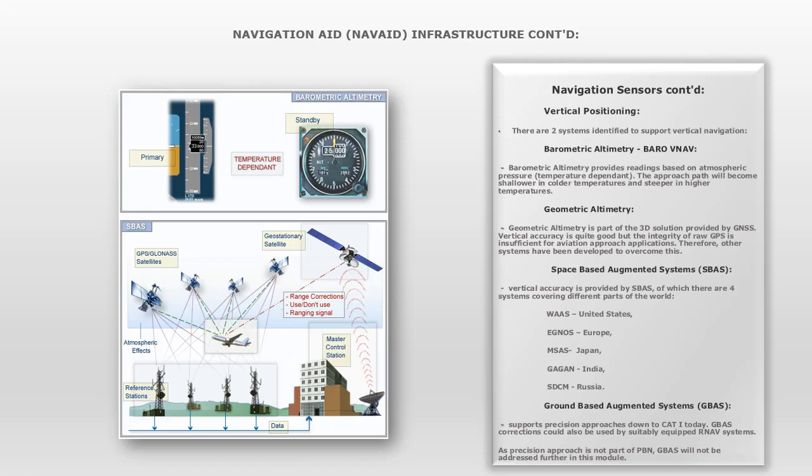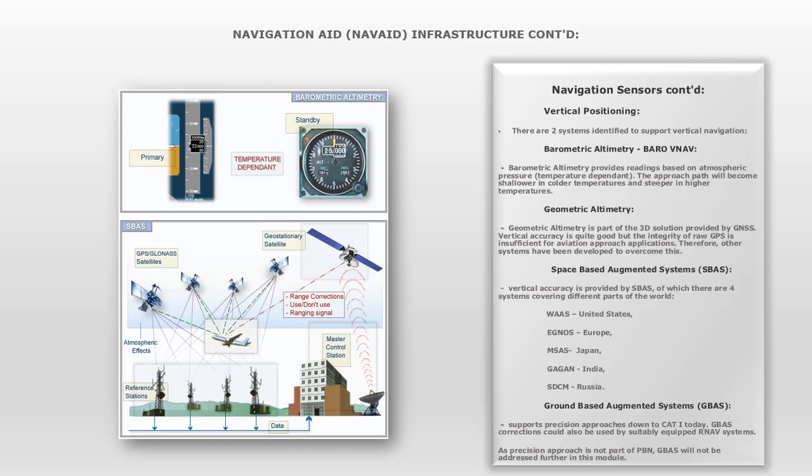Geometric altimetry. Geometric altimetry is part of the 3D solution provided by GNSS. Vertical accuracy is quite good, but the integrity of raw GPS is insufficient for aviation approach applications. Therefore, other systems have been developed to overcome this.